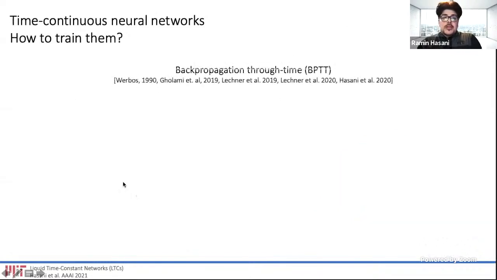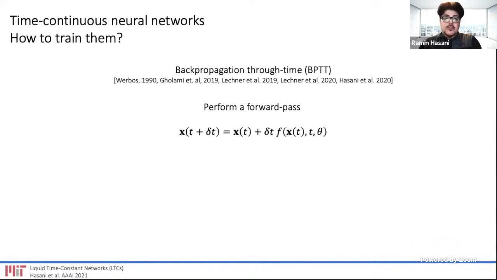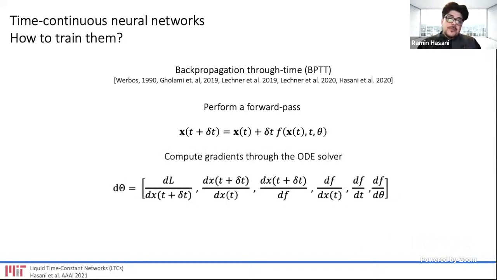Then there is another method to compute this. It's called backpropagation through time. It's a classical method where we have a forward pass, and then given the forward pass, you want to go through the ODE solver, like how we are discretizing this ODE, and then compute the loss gradients one by one, and then use the chain rule to compute your gradients. And then you can update your old parameters with new parameters. So I showed you how to do a forward pass and how to do a backward pass.